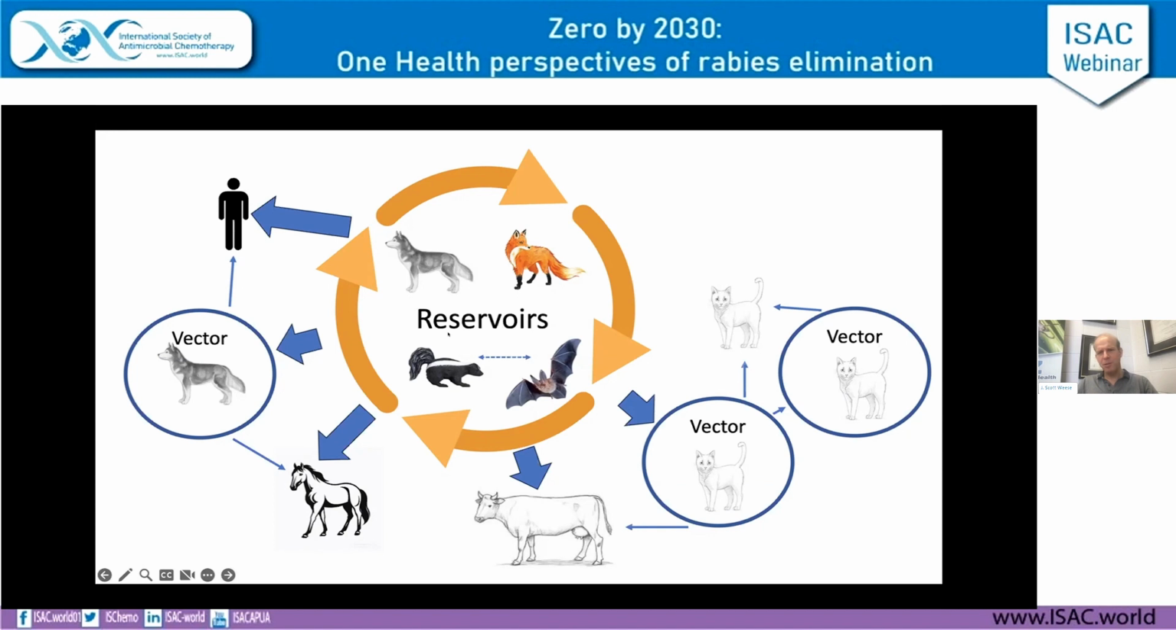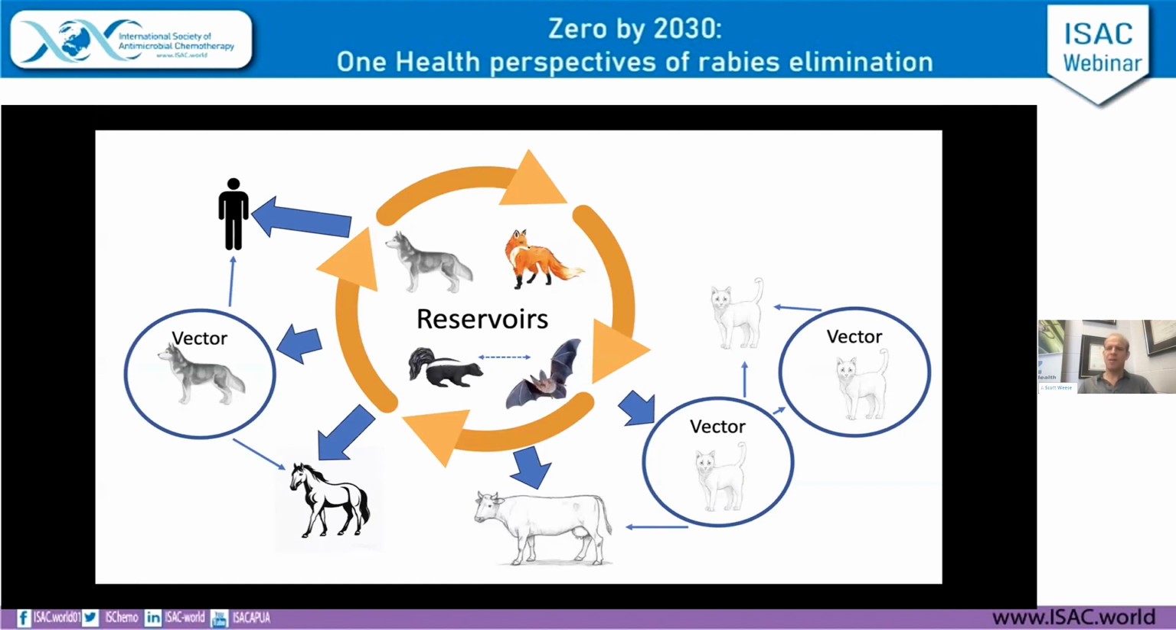There can be transmission between reservoirs. It's fairly uncommon, but a skunk or a dog can get bat rabies. But really, we're focusing on these reservoir species having their reservoir variant. And then we have vectors. So vectors can play a role in transmission, but typically a minor and short-lived role.